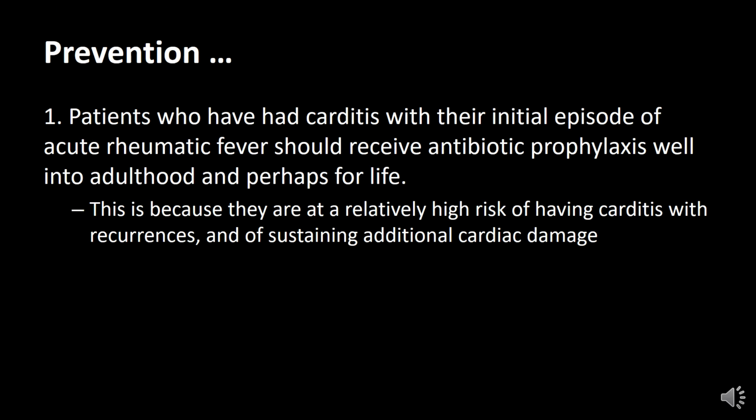So the first category that we are going to consider are the children who have suffered carditis with the initial episode of rheumatic fever. Remember we said the commonest is arthritis and carditis. So carditis, in the first episode, these children should receive antibiotic prophylaxis all the way through their life until they become adults. This is because they are at a higher risk of having carditis with recurrences and of sustaining additional cardiac damage.